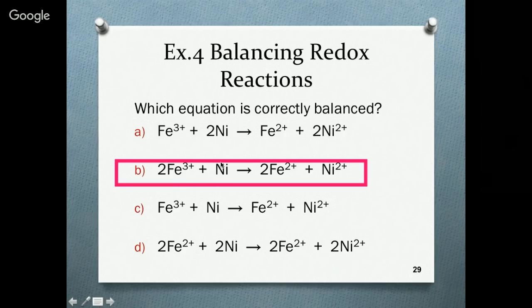So we have on the reactant side a charge of, with the iron, +6. The nickel is 0. So the left-hand side is +6. On the right-hand side, our product side, you have Fe2+ is a +4 charge, and you have the nickel, which is +2. So you have +6 on each side.